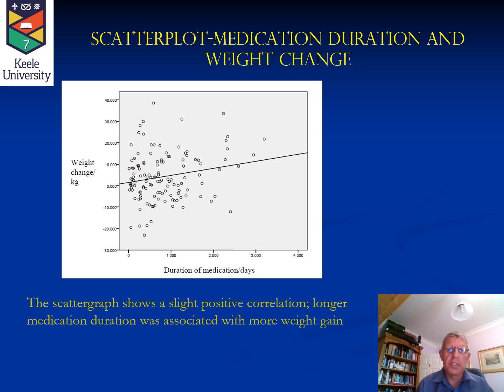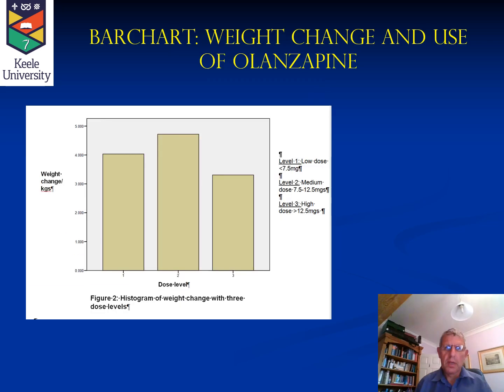And here what we can see is that the scatter graph shows a slight positive correlation. Longer medication duration was associated with more weight gain. So the final variable that the student looked at was dose level. You can see there are 3 dose levels, and we don't find a linear association. So it's not the case of the higher the dose, the more the weight change.